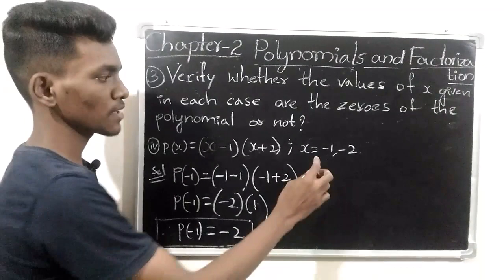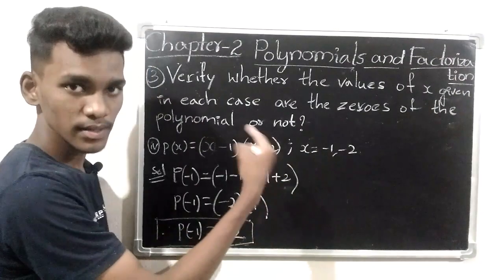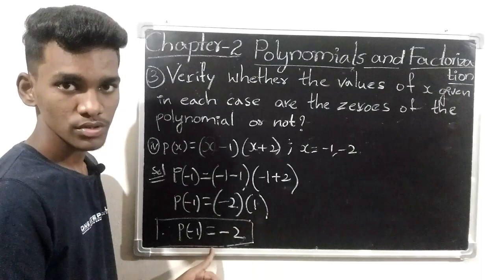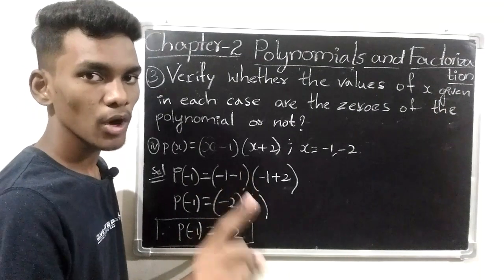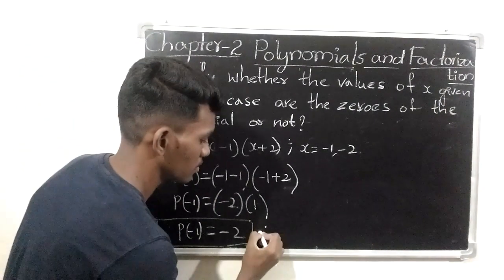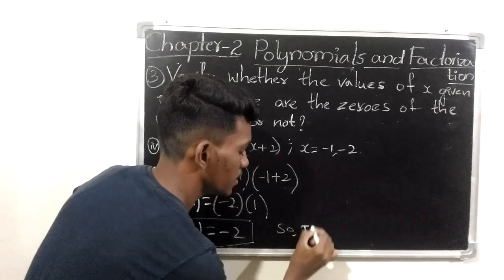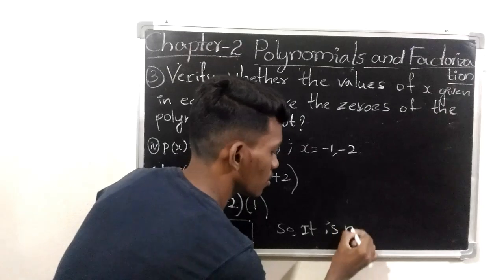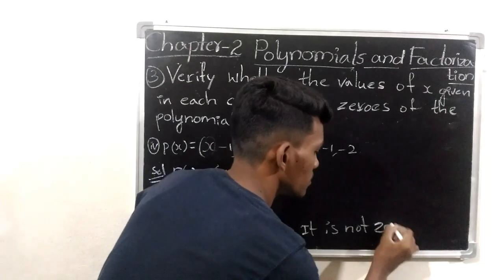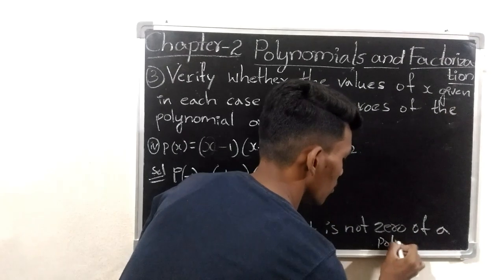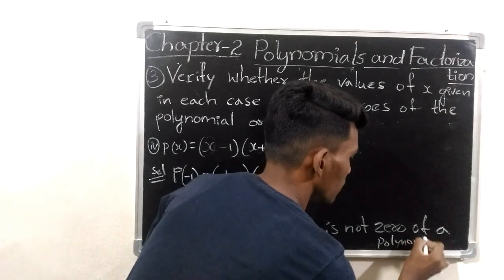So when we substitute x is equals to minus 1 in this polynomial, the value we not got 0. So it is not a 0 of a polynomial.